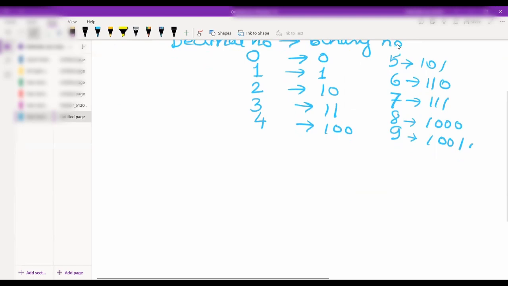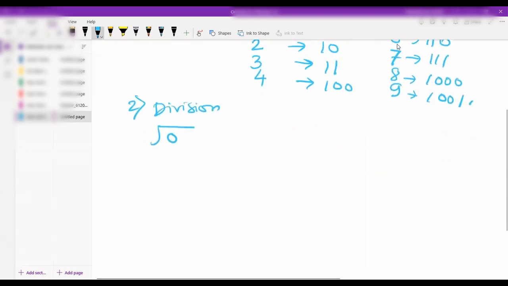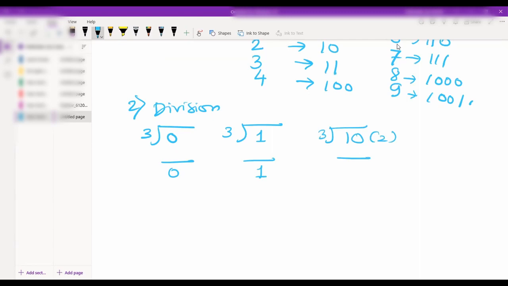Now the second step is we have to do division. So how we are going to do division is that we'll take a binary number, for example, let's take 0, and we have to check whether the number is divisible by 3 or not. So we'll divide this 0 by 3. So what will be the remainder? The remainder will be 0. Now we are going to divide number 1 by 3. So the remainder will be 1. If we divide number 2, that is 10, by 3, the remainder will be 2.